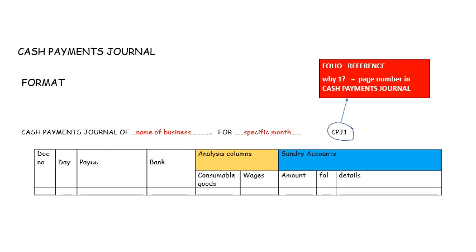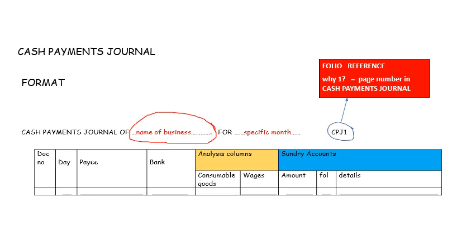The format of the journal, just in case you forgot: a journal is another word for a book. Like any other book, it must have a name. The name is always the cash payments journal. Then the name of the business. If you do the cash payments journal of CD Plumbers, you'll have CD Plumbers and the specific month. Then there is an abbreviation for cash payments journal called a folio reference: CPJ, and the 1 is the page number in that specific book.